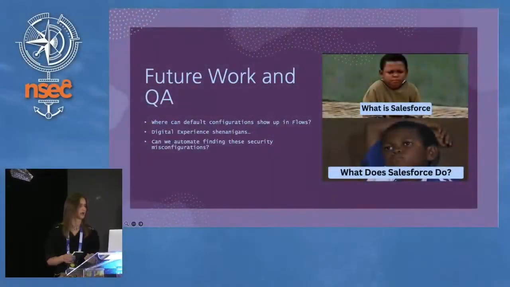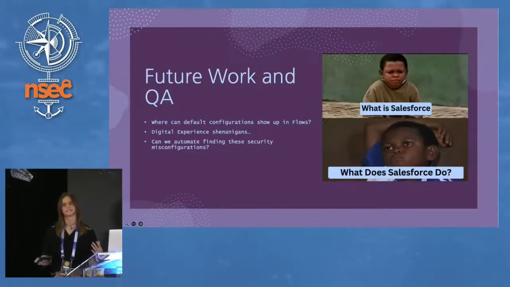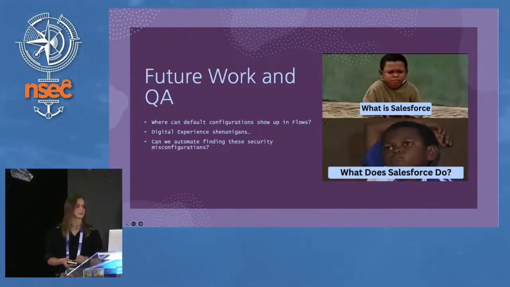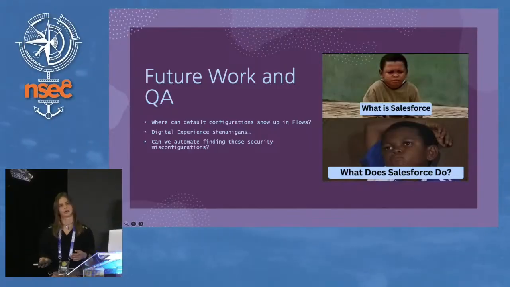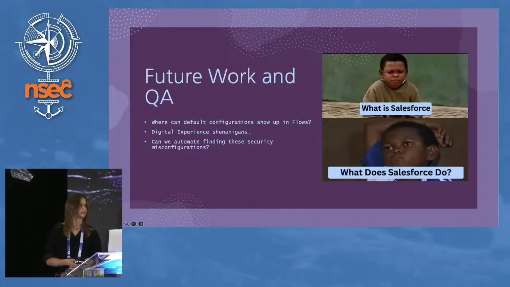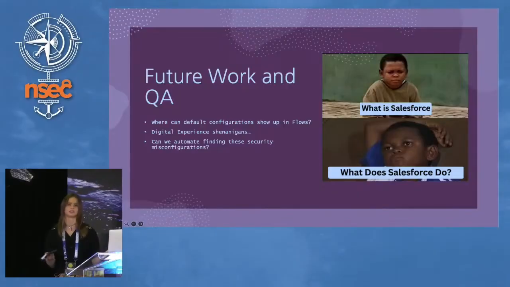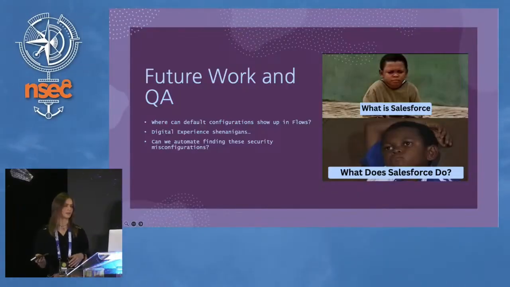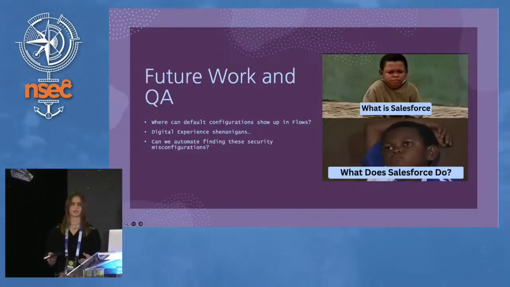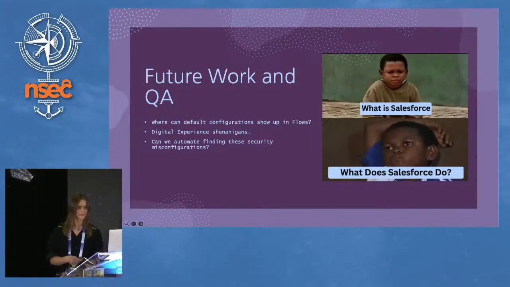In my future work, I'd love to figure out what kind of default configuration shows up in flows, since that is automating a lot of processes and dealing with objects and other data. Digital experience site shenanigans: I would love to find a way to find these sites that were accidentally made public by companies and see what kind of data I can grab there. And then I'm asking myself, can we automate finding these security misconfigurations? Like creating a tool you can run in your environment that helps find these misconfigurations for you, since I don't know if there's a public tool available yet.